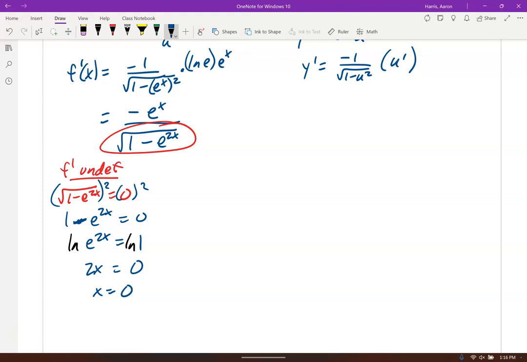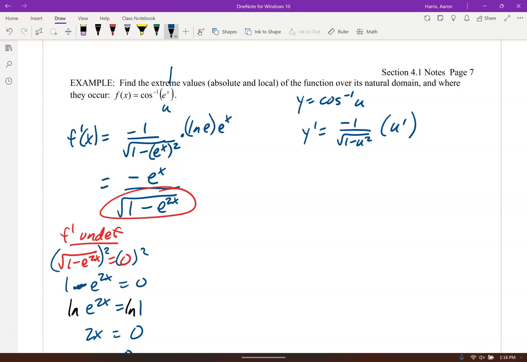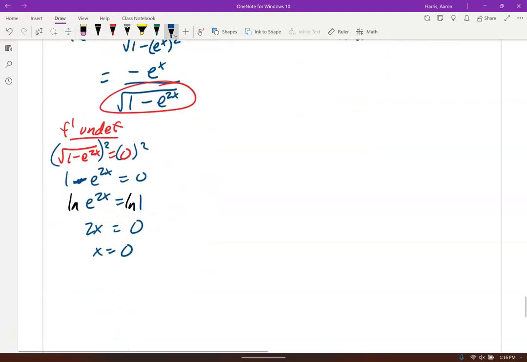Let me make sure it's defined in the original. I go ahead and plug it into the original. e to the 0 is 1, and the arc cosine of 1 does exist. So yes, x equals 0 is a critical point.